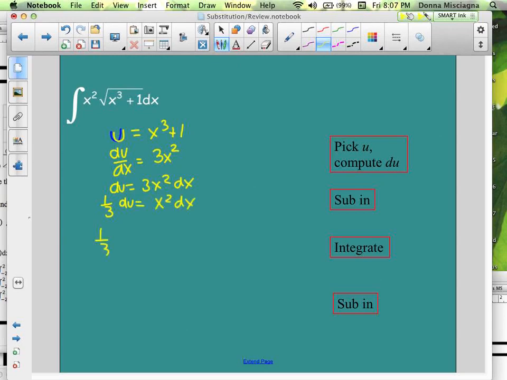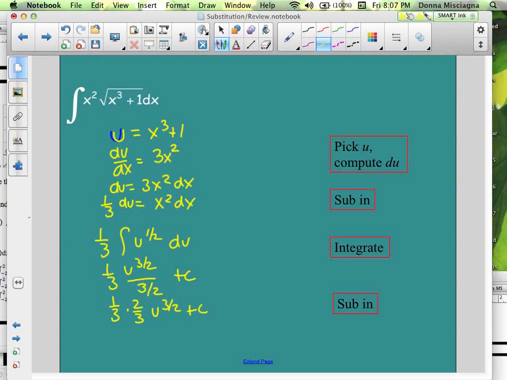I'm going to pull that constant out right in the beginning. I've got u to the 1/2 power du. And now we integrate. So increase by 1, divide by the same thing. 1/3 u to the 3/2 divided by 3/2 plus a constant. Dividing by 3/2 is the same as multiplying by the reciprocal. So I've got 1/3 times 2/3 u to the 3/2 plus c.